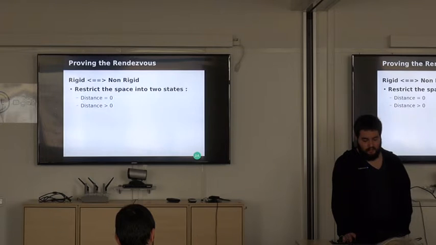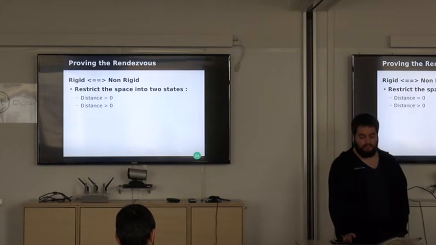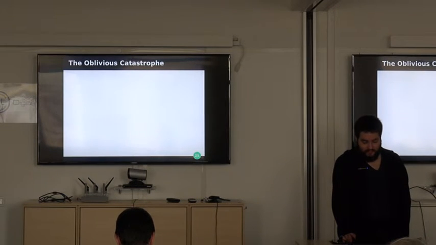Now we also found another interesting result when trying to model self-stabilization and put it in the model checker, which is what I call the oblivious catastrophe.